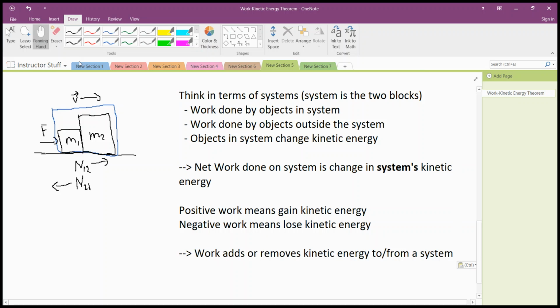In this example here, as I've already stated, we add up the work done by the force F, the work done by the two normal forces. We could add up the work done by gravity and the normal force, but those contribute 0 to the work done. And that will equal the change in kinetic energy of block 1 plus the change in kinetic energy of block 2. Or in other words, the total work done on the objects in our system is equal to the change in kinetic energy of the objects in our system. The net work done on the system, which includes work done by forces in the system, is equal to the change in kinetic energy of our system, the total change in kinetic energy of our objects.